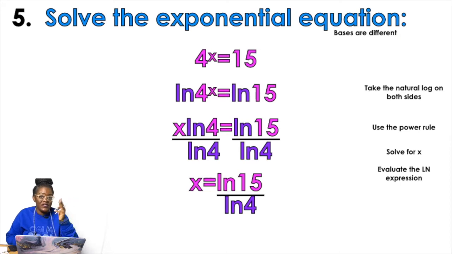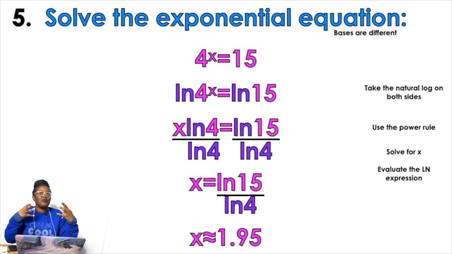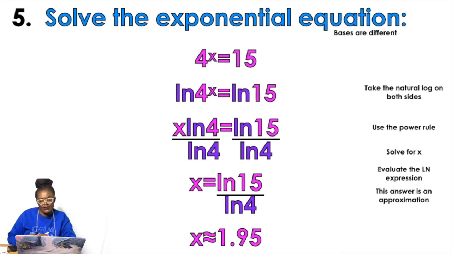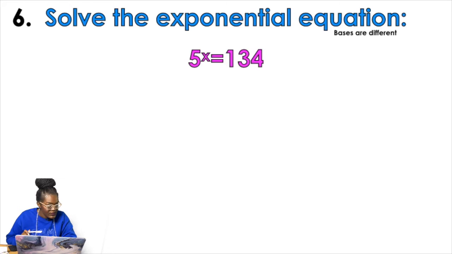And I could do ln 15 divided by ln 4 in the calculator, and I could get an approximate answer, and that would be 1.95. Approximately. Not necessary, though. Depends on the problem. Okay. Similar example, different numbers. Try this one on your own.